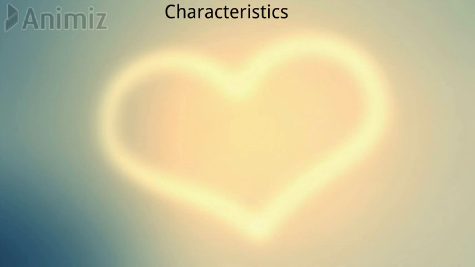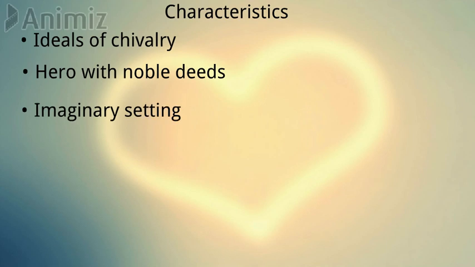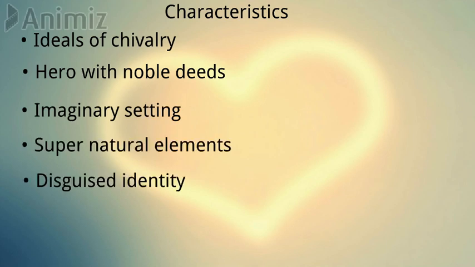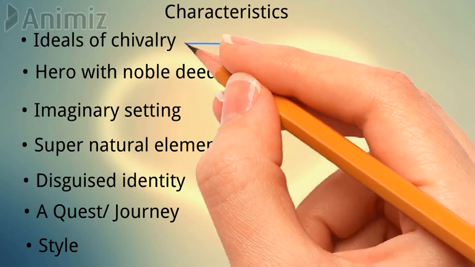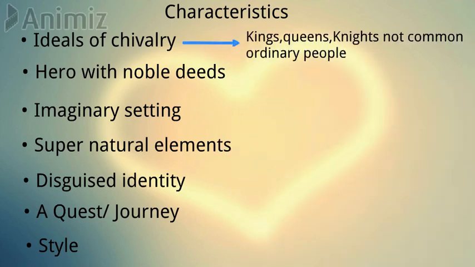Characteristics of medieval romances are ideals of chivalry, hero with noble deeds, imaginary setting, supernatural elements, disguised identity, a quest, and style. Okay, so look at the first one, that is ideals of chivalry. Medieval romance is about the adventures of knights and the institution of chivalry. Romances are concerned with the adventures and stories of kings, queens, and knights, not with common, ordinary people.